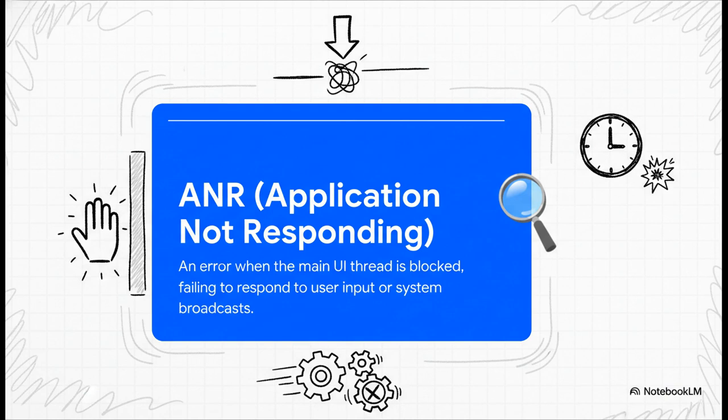Well, think of it this way. Your app's user interface, every button, every scroll, everything the user sees and touches, it all runs on a single, super important channel. We call it the main UI thread. And if that thread gets bogged down with some heavy task for, say, more than 5 seconds, the whole app just freezes solid. It can't respond to anything. That's an ANR, and that's our #1 target for elimination.